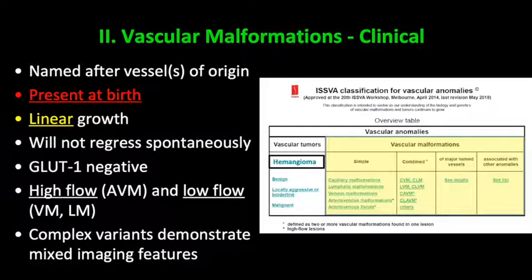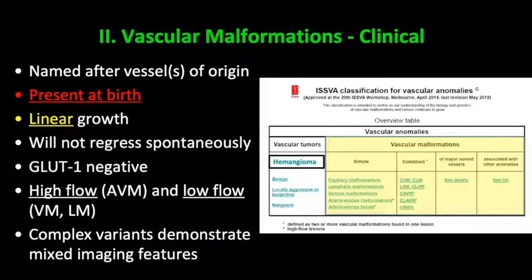What they do all have in common, though, is that they are present at birth. Remember, these are malformed vessels, and they grow in a linear fashion. So as the child grows, these will grow in concert, and they will never go away on their own. So if there is a functional or cosmetic reason that these need to be addressed, you can't just wait them out as you can often do in the setting of infantile hemangiomas.